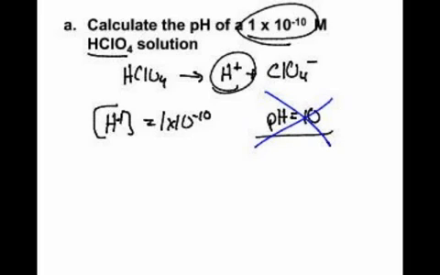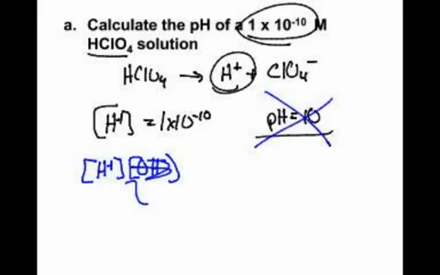How do we do this, Mr. Sanders? Well, we have to think about what the major species are in there. And if we think about the major species in our water, we have to remember that water self-ionizes. And that in pure water, the hydrogen concentration is 1 times 10 to the negative 7, which is greater than 1 times 10 to the negative 10, meaning the water is acting as more of an acid than the perchloric acid.